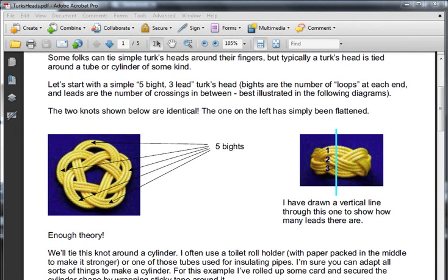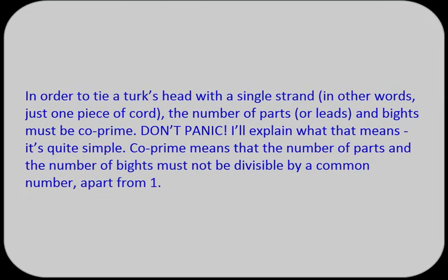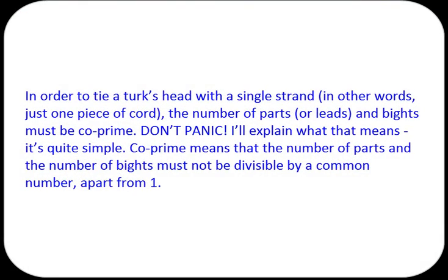Here's an extract from a document I wrote to introduce Turk's heads. The relevant bit being an explanation of what parts, sometimes called leads, and bytes are. Even understanding this is not entirely necessary to start using the Grid Maker, but I thought I'd show you anyway. Here's a little more theory, but don't worry too much if you don't understand this just yet.